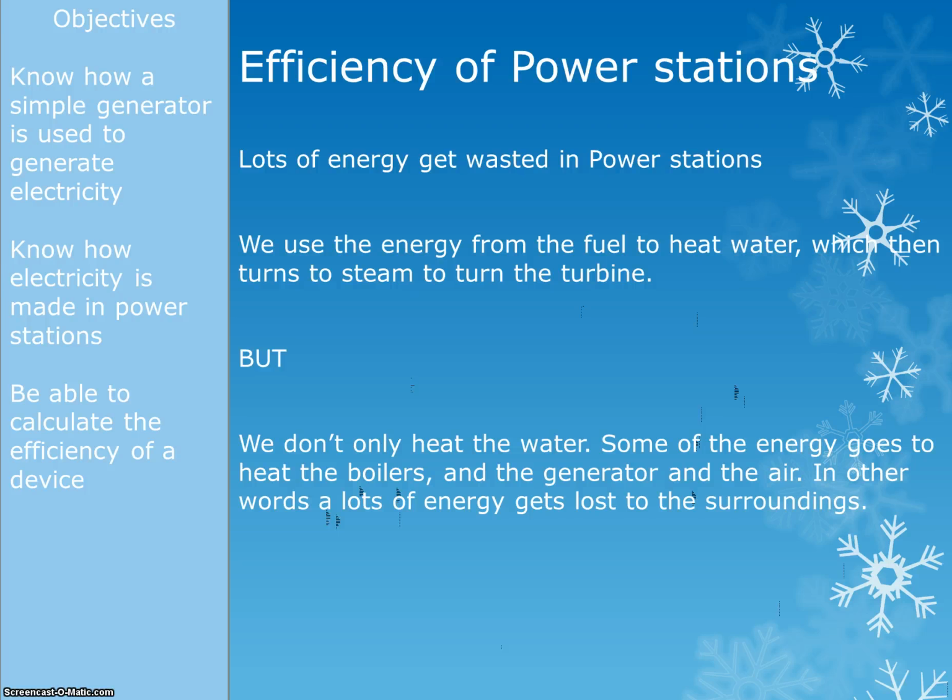So in power stations, it's that heat energy that we lose. It doesn't all go into our water. So we don't turn it all to steam as efficiently as we could, so we don't get it all turned to electricity, because we're just heating everything. We can't be selective. So you need to know that for power stations. You need to know how the energy is wasted.